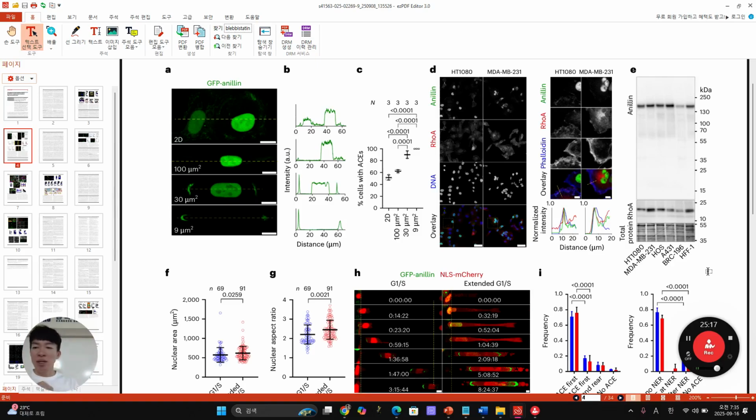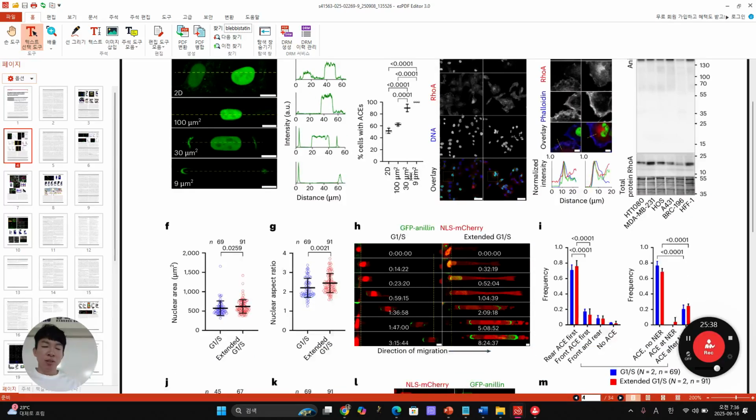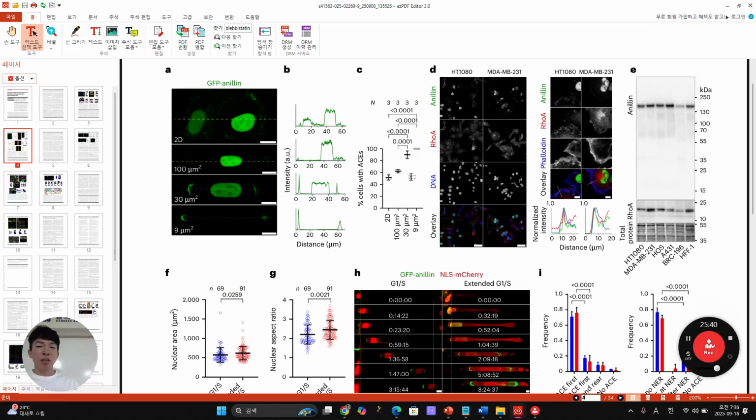And then they checked whether this anillin is really present in all kinds of cancer cells or any kind of cell. Anillin is detected everywhere, not only in HT1080, MDA-MB-231, but in another cell line too. So anillin is a very well known protein, and they hypothesize that probably this anillin is the key.